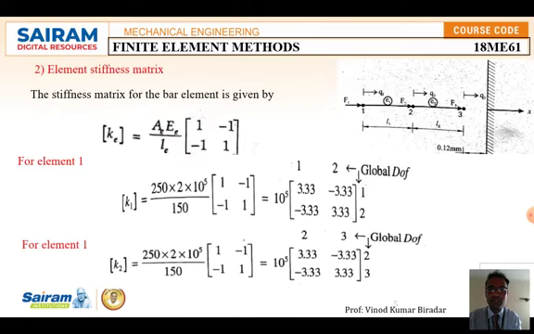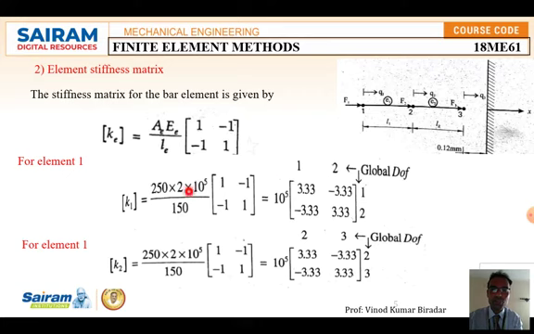Next, the second step, the same procedure again. Since the given problem has two elements, we have to calculate the element stiffness matrix for each element. This is the standard formula. Substituting for the first element: area, E and length, that is 250 into 2 into 10 to the power of 5 divided by 150. Simplifying, we get 10 to the power of 5 into 3.33. Multiplying inside, we get 10 to the power of 5 times the matrix [3.33, -3.33; -3.33, 3.33].